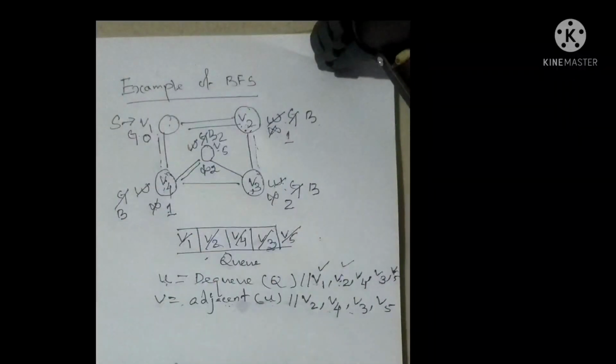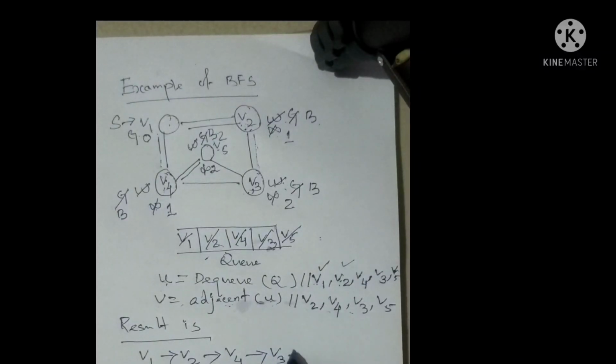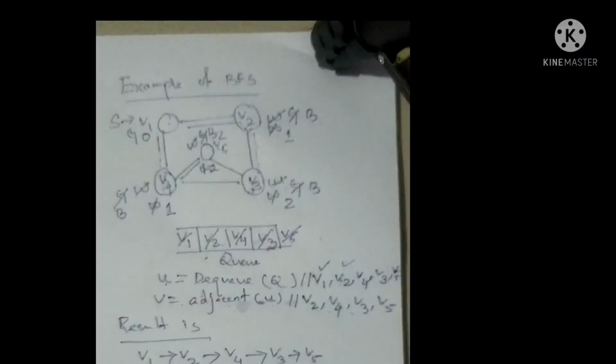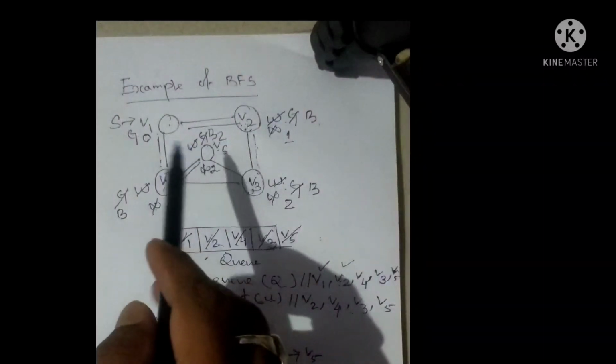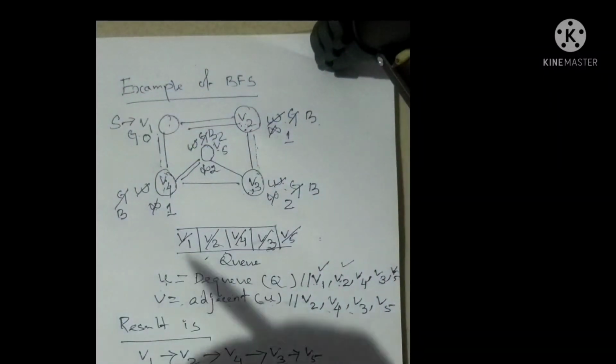Now your breadth first search is done in this way. So the result of the breadth first search is: first it moves to V1, then we go to your V2, then you move to your V4, then your V3, then you move to your V5. So this is the way you are going to search the graph using the breadth first search approach.